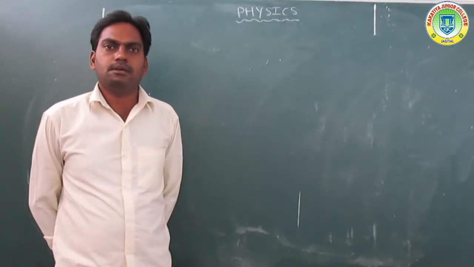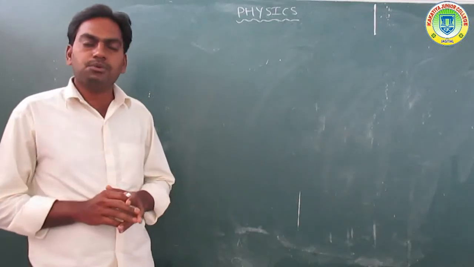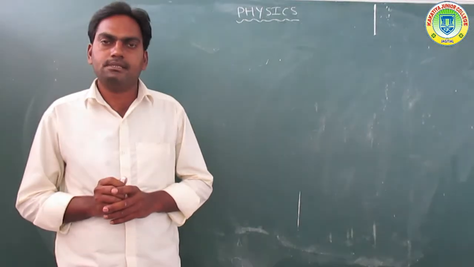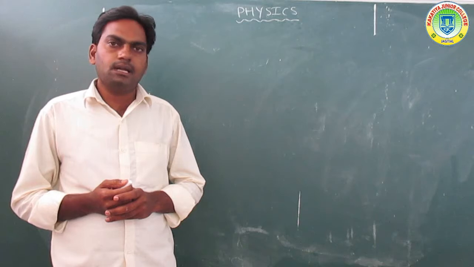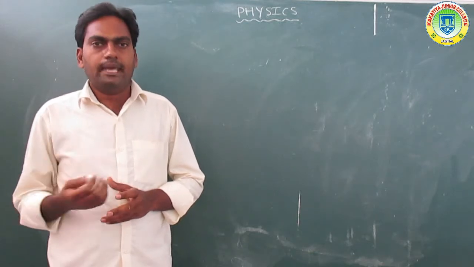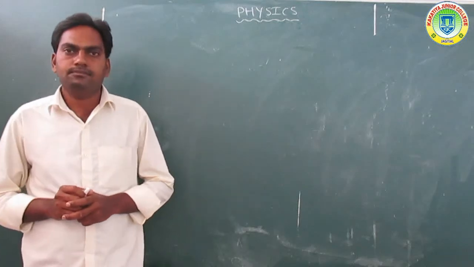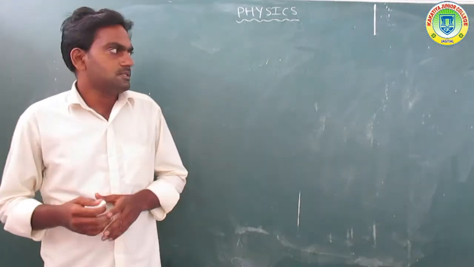In lower classes, physics and chemistry are studied as one subject. In intermediate level, physics and chemistry are two different subjects. What is physics? The basic terminology and nature of physics are totally studied at intermediate level.